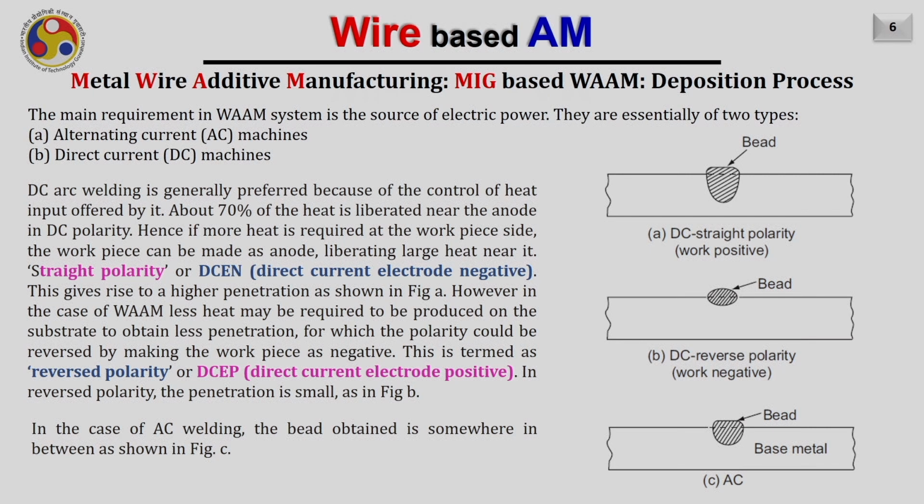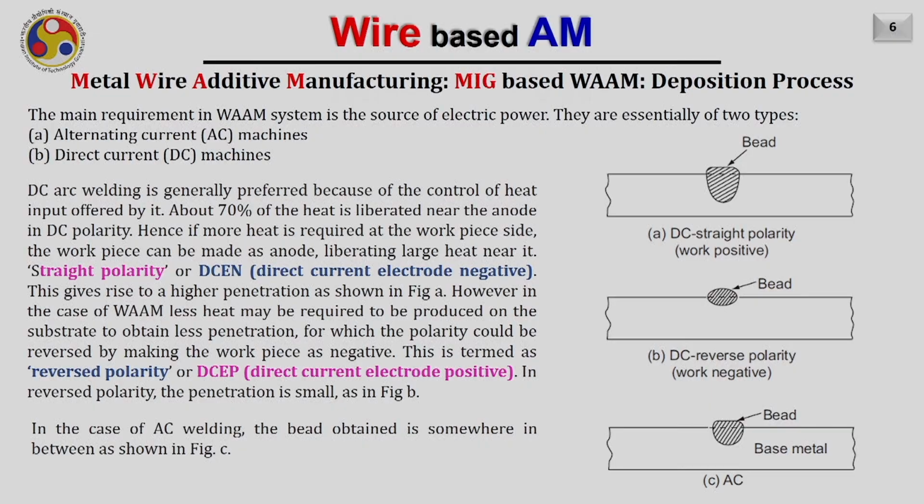So the main requirement in a WAAM system is the source of electric power. There could be two possible sources of electric power. One could be the DC welding source or it could be the AC welding source. If it is a DC welding source, DC welding is generally preferred because of the control of heat input offered by it. About 70% of the heat is liberated near the anode, right? Anode is where the positive polarity is given.